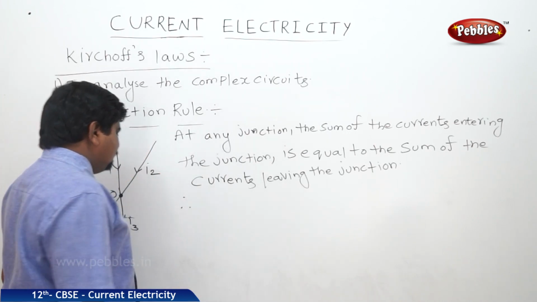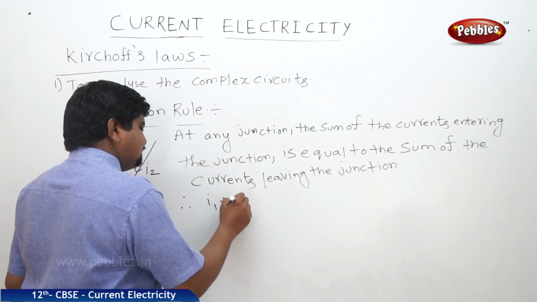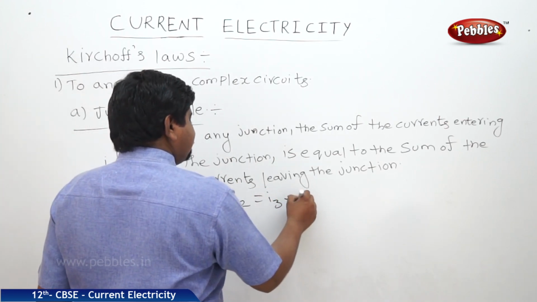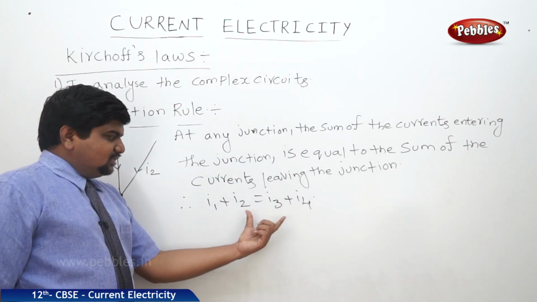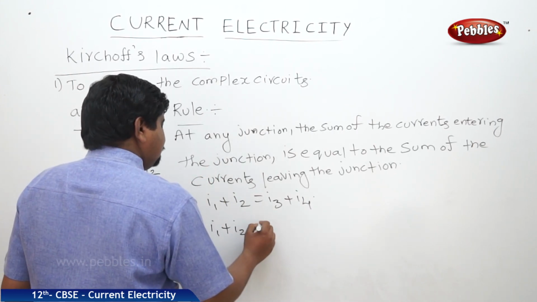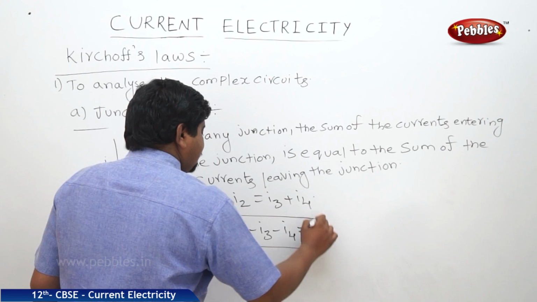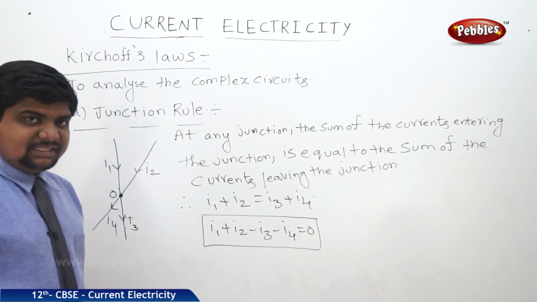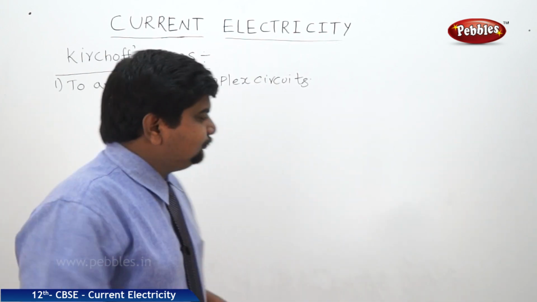Therefore, what are the currents entering the junction O? I1 and I2. So what is the sum? I1 plus I2. That is equal to the sum of the currents leaving the junction, therefore I3 plus I4. This is also called the algebraic sum of the currents with respect to a junction being 0. Therefore, I1 plus I2 minus I3 minus I4 is equal to 0. Algebraic sum of currents at any junction is equal to 0. We can say the form is like this also. Next one is the loop rule. The next Kirchhoff rule is the loop rule.